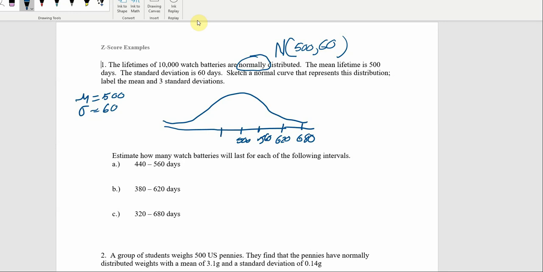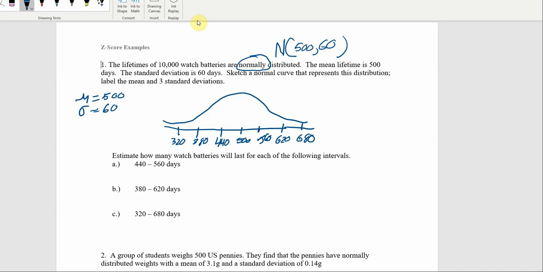In the negative direction, we're going to subtract 60 from 500. So that's going to be 440. We're going to subtract another 60 from 440. That should give me 380. And we're going to subtract another 60 from 380, and we're down to 320. So that's what this distribution looks like.